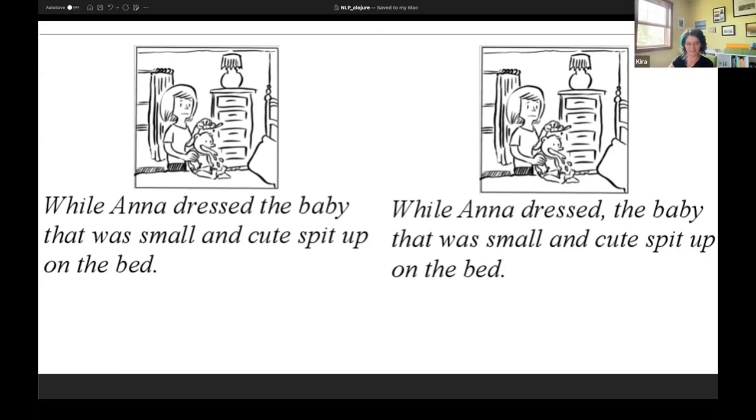Anna dressed the baby that was small and cute, spit up on the bed. Yes, the sentence is a bit confusing, right? Because we don't have commas. When we read the sentence on the right with the comma, it's more clear, right? It's one of the problems in spoken languages.